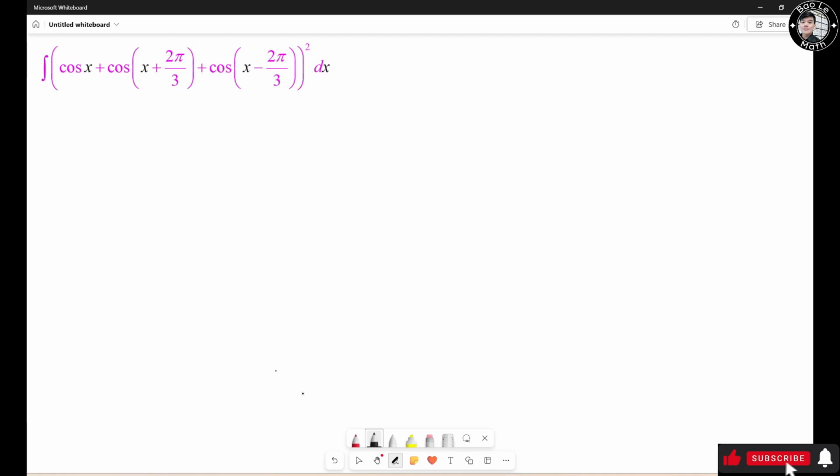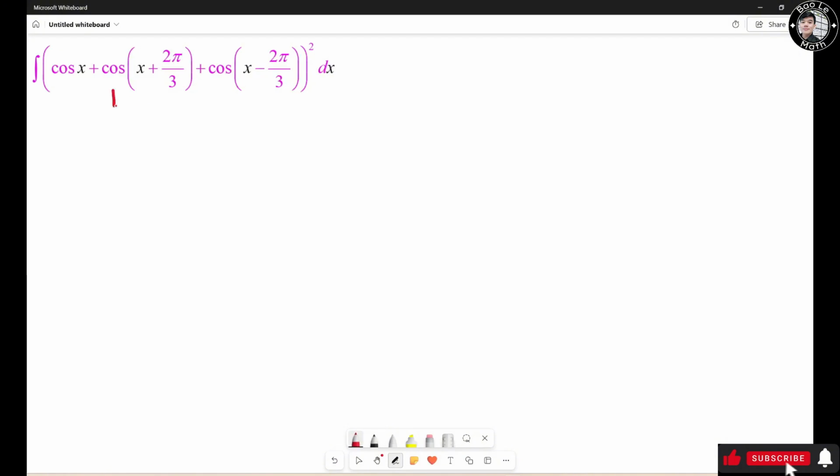Hello everyone, in this video, let's learn how to solve this challenging integral from the MIT Integration Bee 2025. The antiderivative of (cos(s + 2π/3) + cos(s − 2π/3)) squared ds. This antiderivative looks complex, but it's very simple.